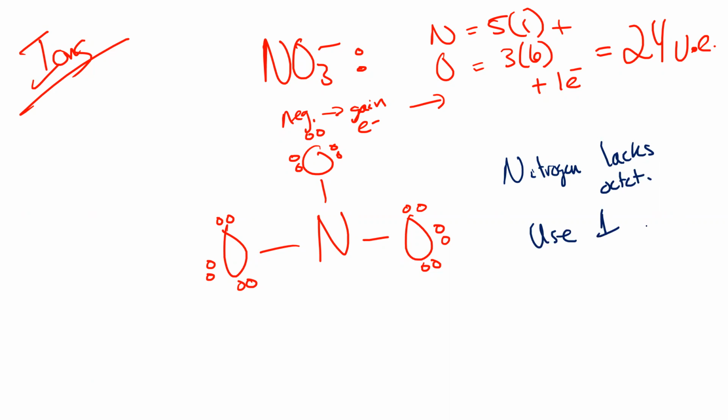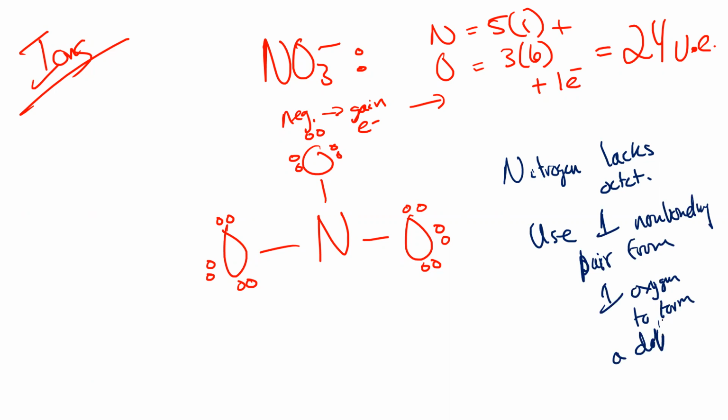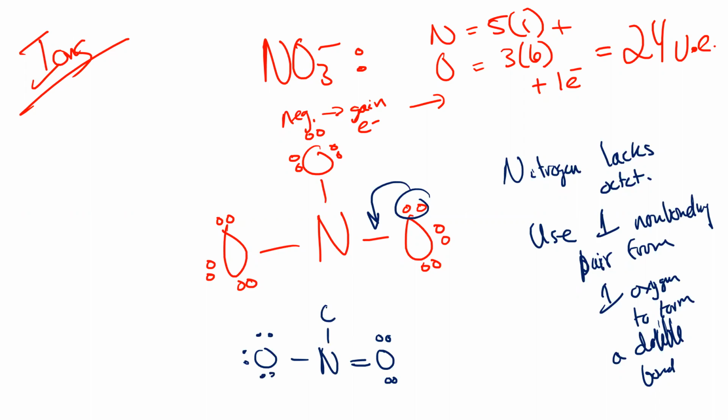Use one non-bonding pair from one oxygen to form a double bond. These, for example, like so. Nitrogen double bonded to that oxygen. Two pairs there now. Oxygen with its three pairs. Guys, still with me?